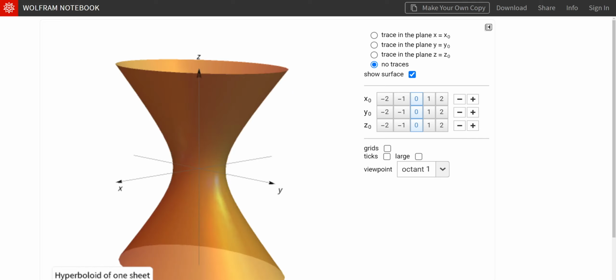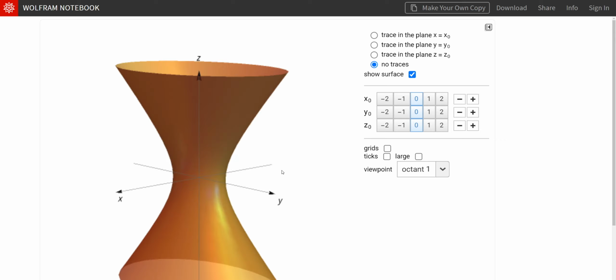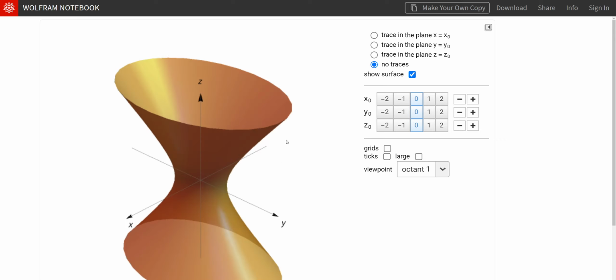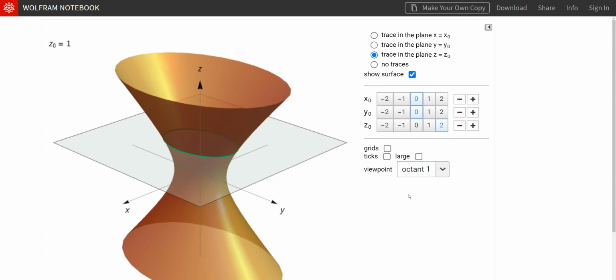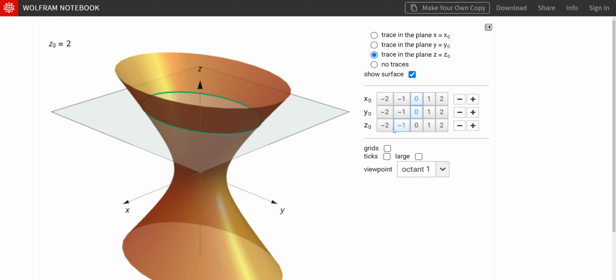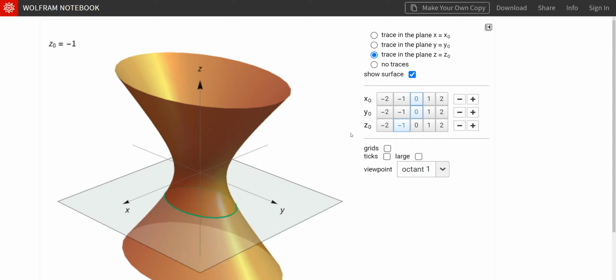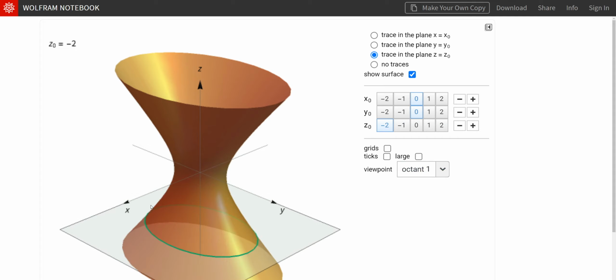That just disappeared. Sometimes I need to get rid of some of those. Not cooperating super well. Let's see. I'm going to turn on the xy plane, the xy trace. So that's setting z equal to 0. You see here, I have z equal to 0. I get an ellipse. I can move it up, I get ellipses. I can move it up again, I get ellipses. I can move it down, and you can see I'm still going to get ellipses. So it looks like all of the traces that are parallel to the xy plane generate ellipses.